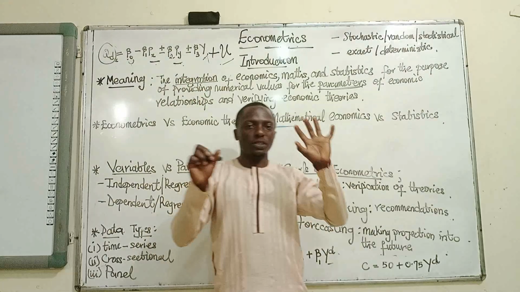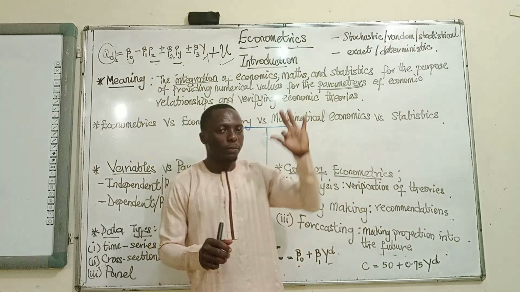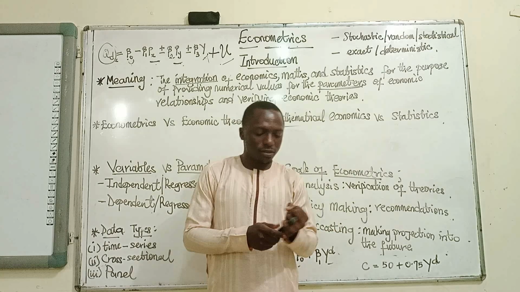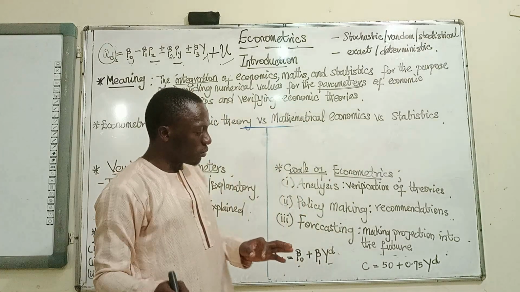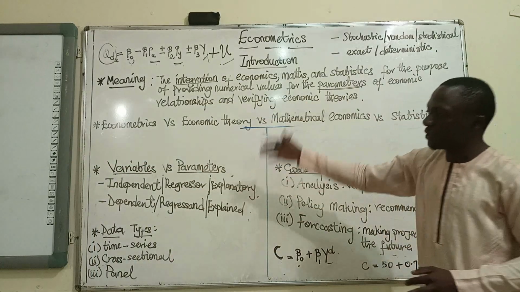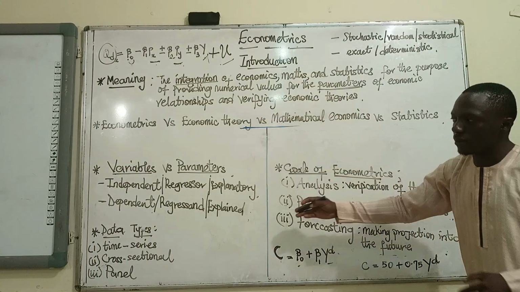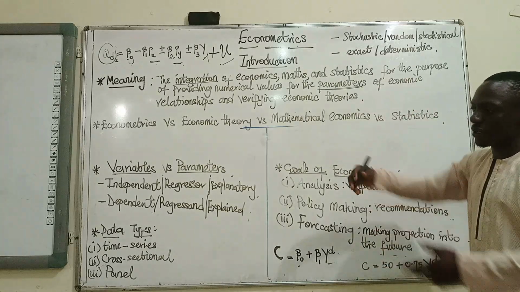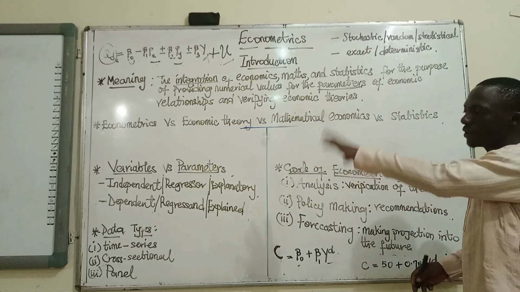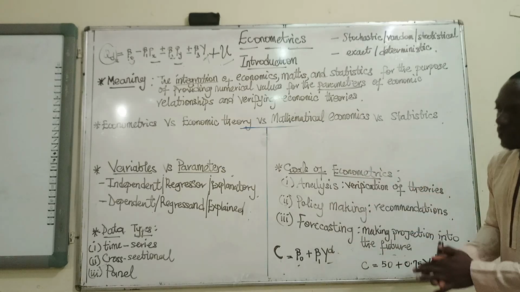We've learned that econometrics involves the combination of statistics, mathematical economics, and economic theory. And also we've learned the difference between variables and parameters, and the different types of variables that we have: the independent, also known as the regressors or explanatory variables, then the dependent, regressand, or explained variable.